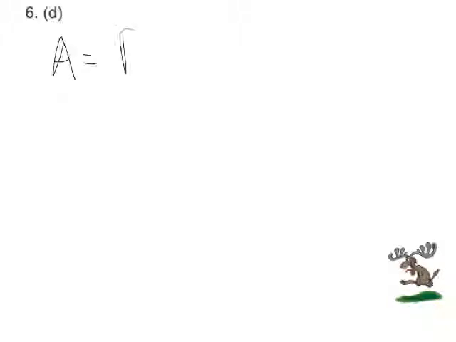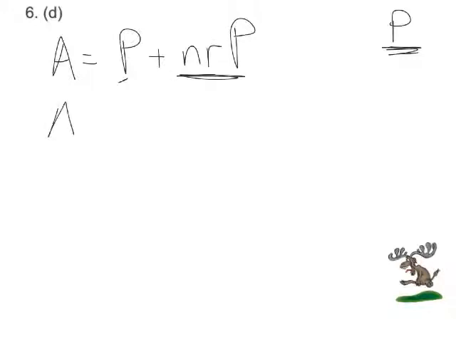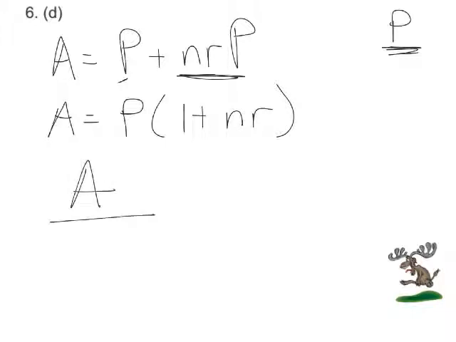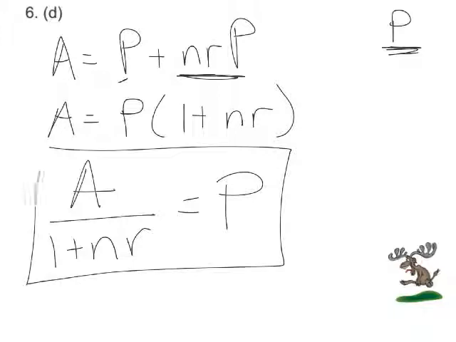All right, 6D is actually much easier. A equals P plus NR times P, and we are solving this for P. Since we have P in both terms on the right-hand side, we can factor the P out, and we get 1 plus NR. Then we can divide the second factor to the left-hand side, and we get our final answer much, much quicker.